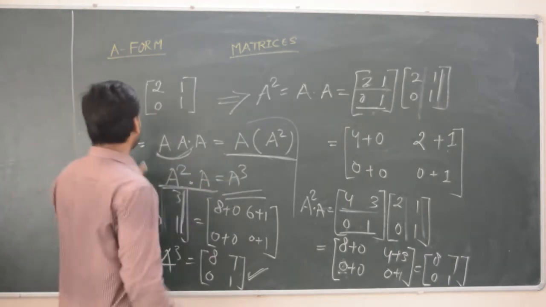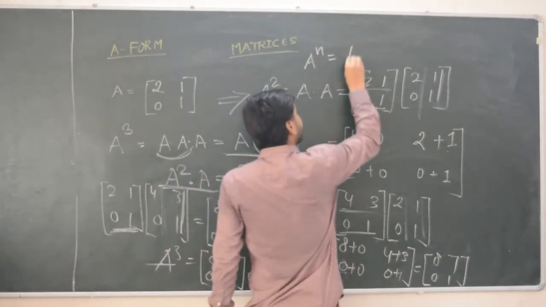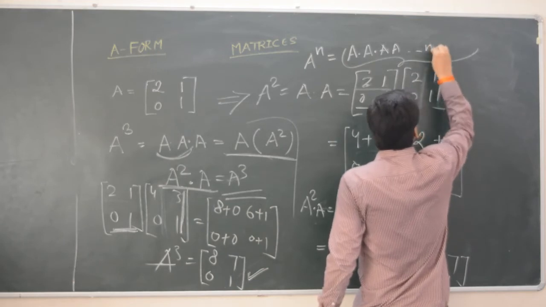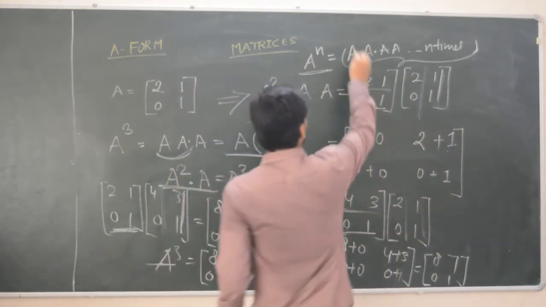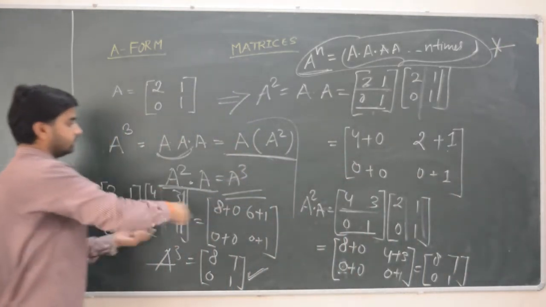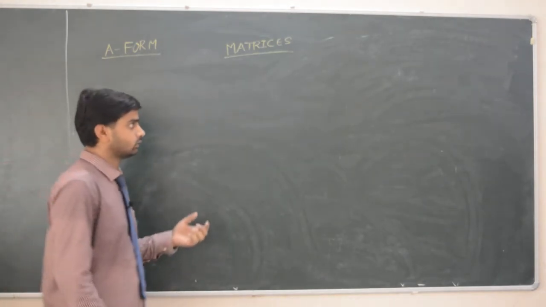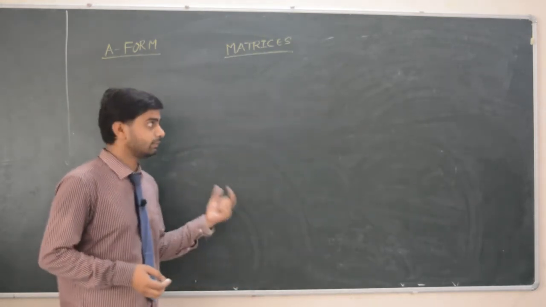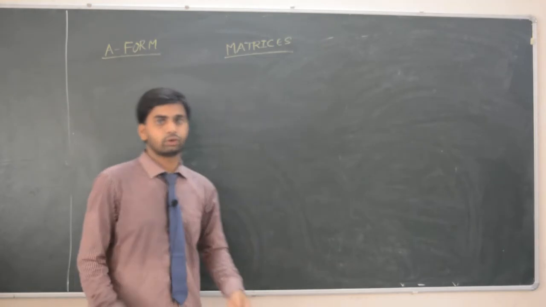Suppose we want to calculate A to the power n, where n is a natural number. A to the power n is the product of matrix A, n times. That means if we multiply A n times, we will get A to the power n. This is the basic formula for calculating A to the power n. We have seen that matrix multiplication is possible only when the number of columns in the first matrix is equal to the number of rows in the second matrix, and we multiply the rows of the first matrix with the columns of the second matrix.